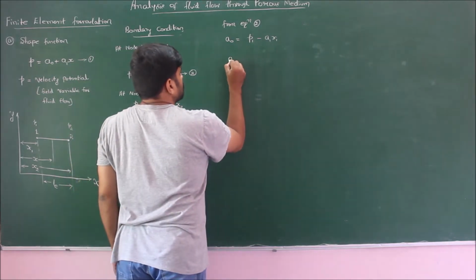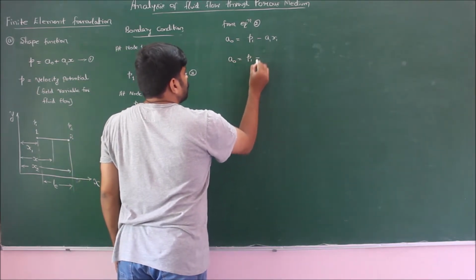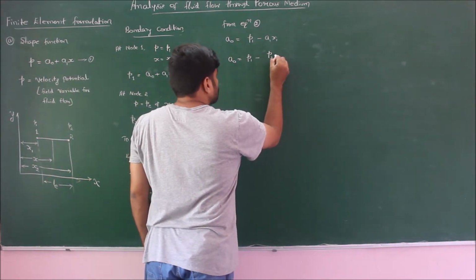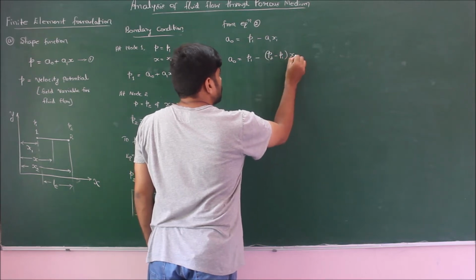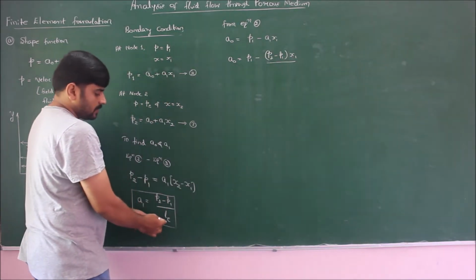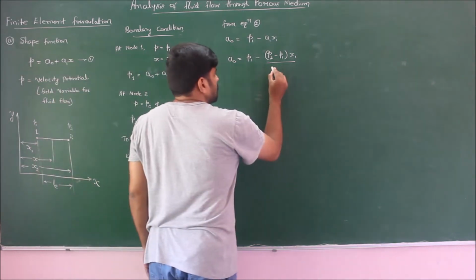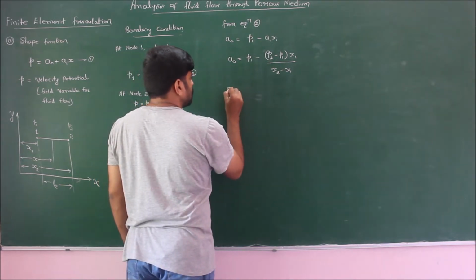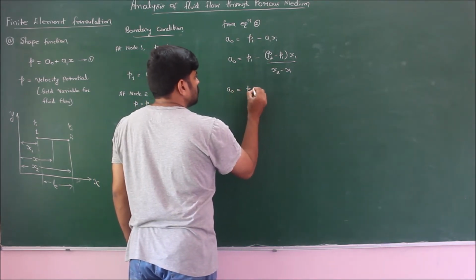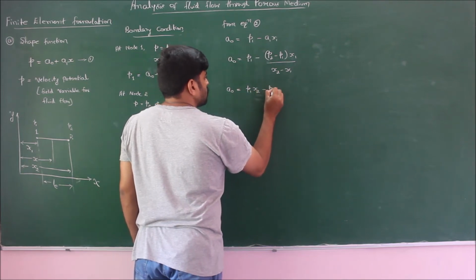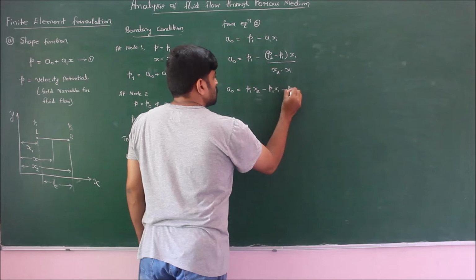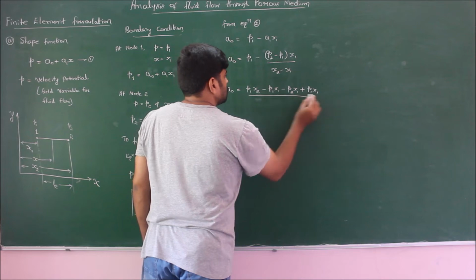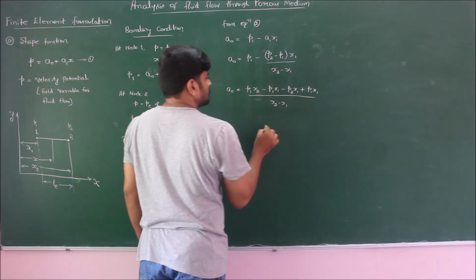If I do that, I'll get A0 is equal to P1 minus A1, so A1 is P2 minus P1 multiplied by x1 divided by length of the element. In order to simplify, express the length of the element as x2 minus x1. Now taking the LCM and simplifying, I will get A0 is equal to P1 x2 minus P1 x1 minus P2 x1 plus P1 x1 throughout divided by x2 minus x1.